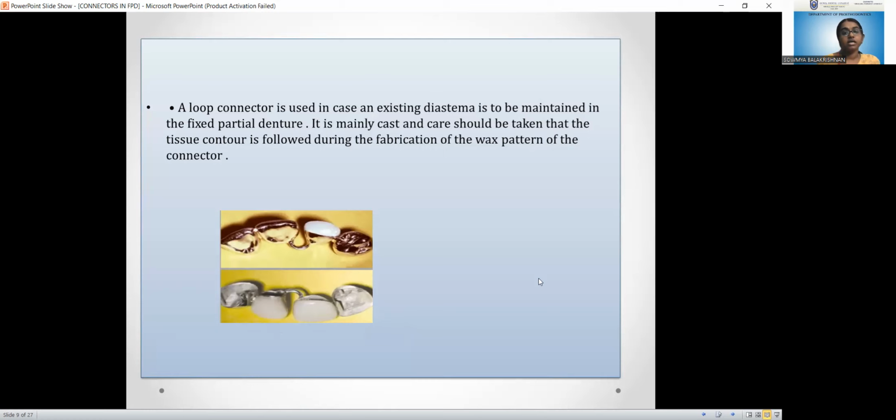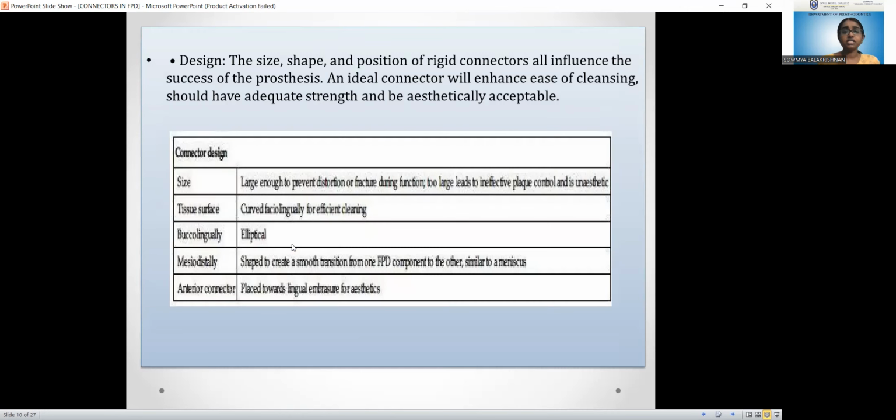It is mainly cast, and care should be taken that the tissue contour is followed during fabrication of the wax pattern of the connector. The connector is a U-shaped connector, so it has to follow the tissue contour at the time of fabrication of the wax pattern. Coming to the design, the size, shape, and position of the rigid connectors influence the success of the prosthesis.